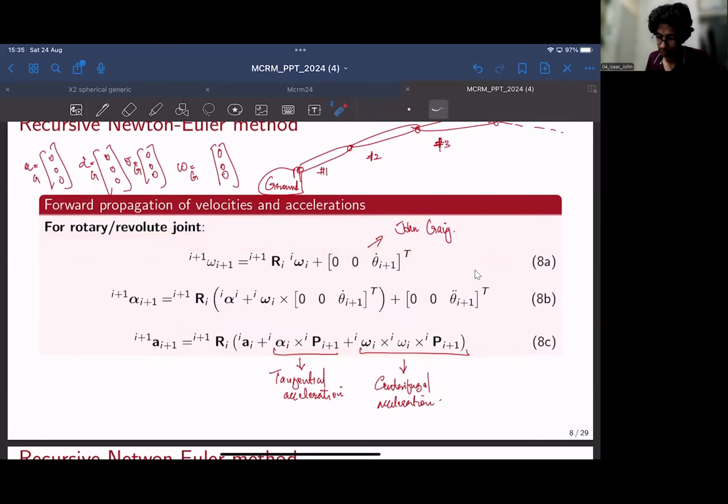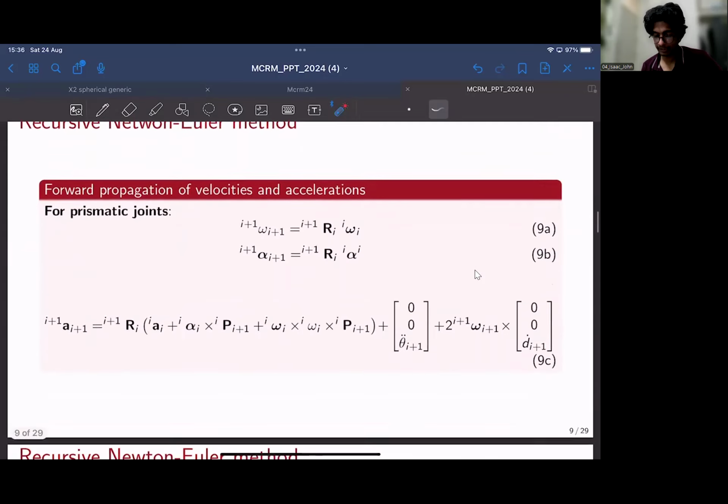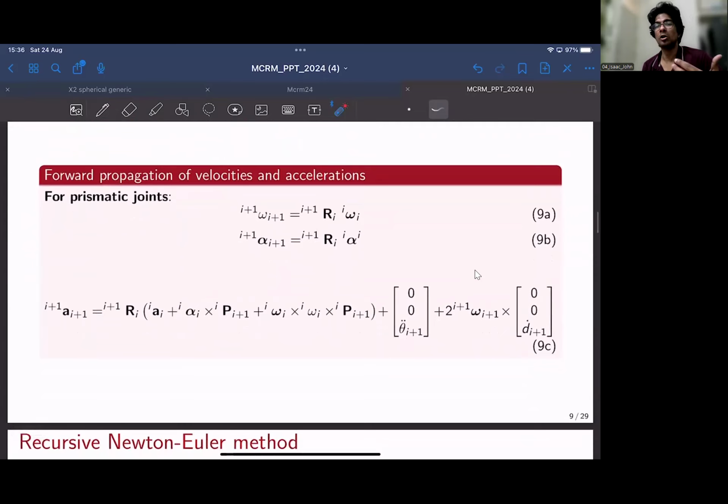So in the case of a rotary joint, the angular velocity of the current link is the angular velocity of the previous link plus the input velocity that you are giving onto the robot. Similarly, in the case of prismatic joints, you also have the propagation laws. So this is the forward propagation of angular velocity.